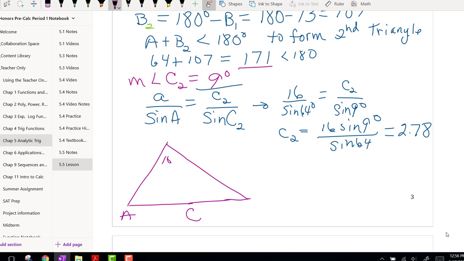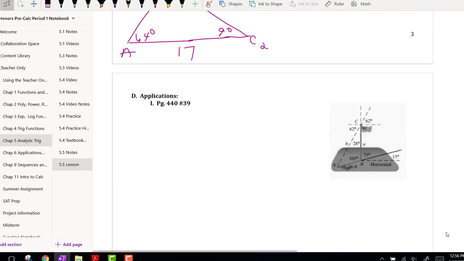So this is now 107 degrees, this is 64, and this is now 9 degrees. And so this side is still 17 because that was given. This is 16, and now our new side is 2.78. So we do have two triangles.